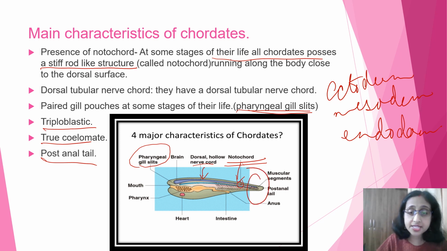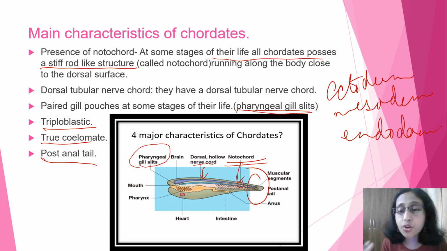The post-anal tail can be seen in the embryonic and larval stages, and it gradually goes off when they become adult. Just think of an adult frog and a tadpole. In the larval stage you can see the pharyngeal gill slits and the post-anal tail, but when they grow up into adults, these gradually disappear from their body.